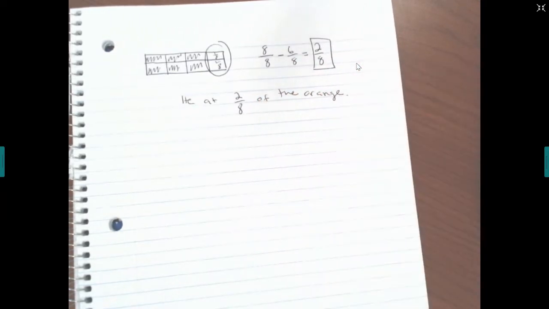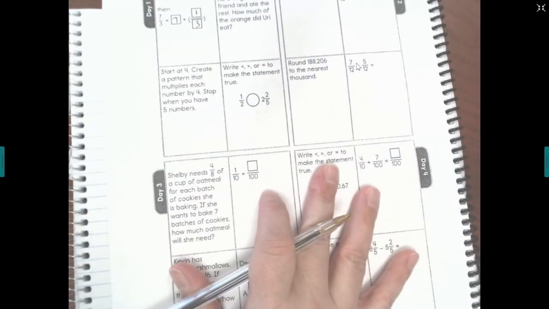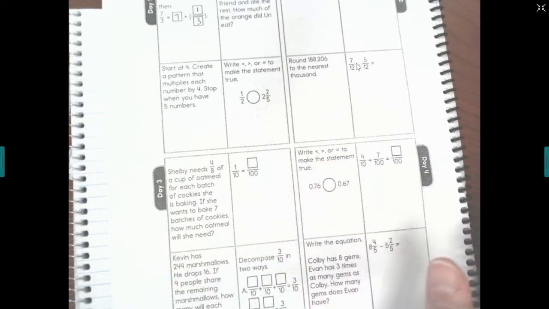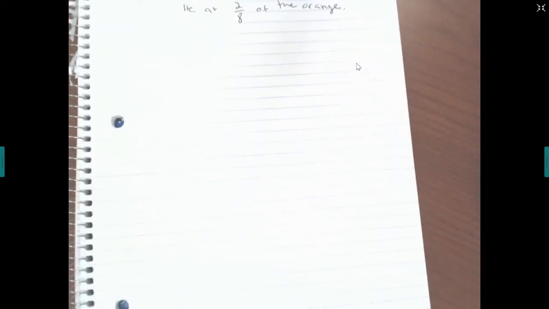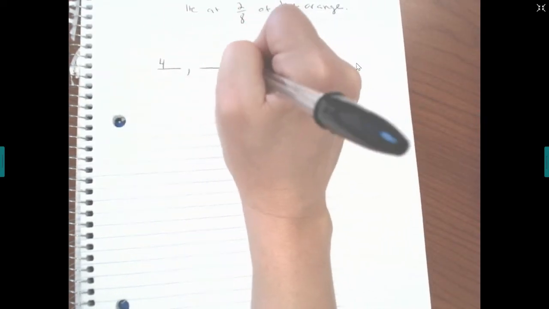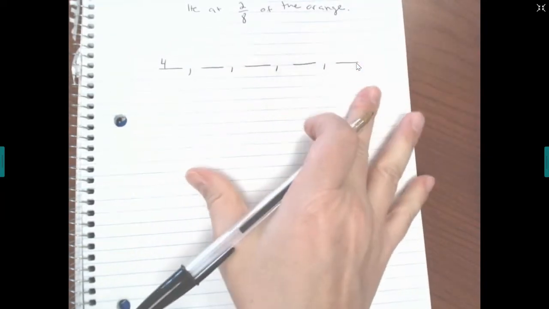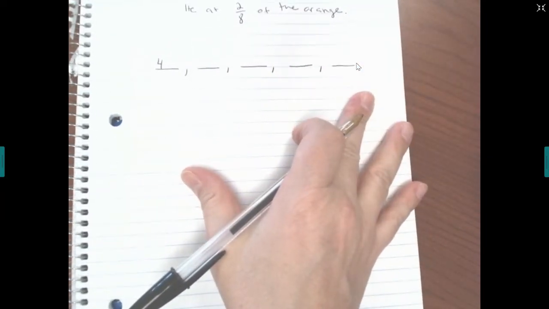All right, let's look at the next one. It says start at 4, create a pattern that multiplies each number by 4. Stop when you have 5 numbers. All right, I'm going to go to my notebook for this one because I need some space. We're going to start at the number 4, and I need to have 5 numbers. So I'm going to go ahead and put my spaces. And my rule is to multiply by 4.